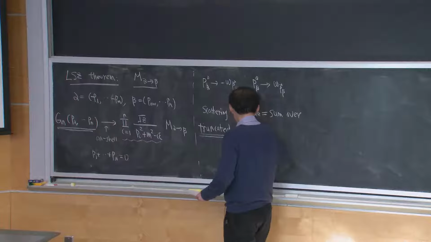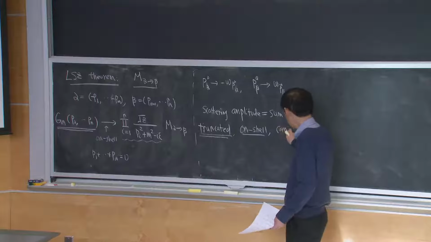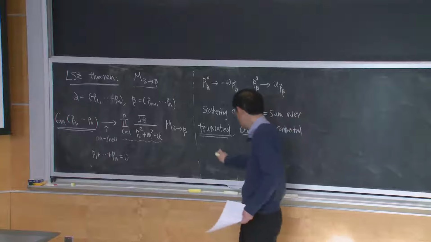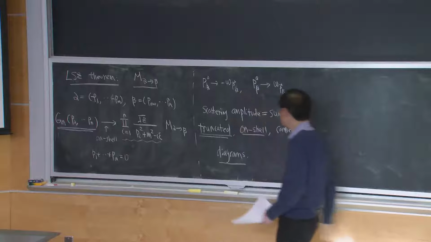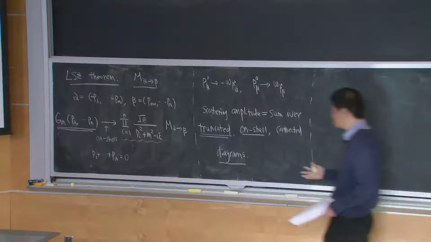Also, since we are interested only in processes in which all particles participate in the scattering, we only take the connected diagrams. So this provides a simplification. You get fewer diagrams and a simpler expression than you would have got from calculating these correlation functions. Any questions on this?